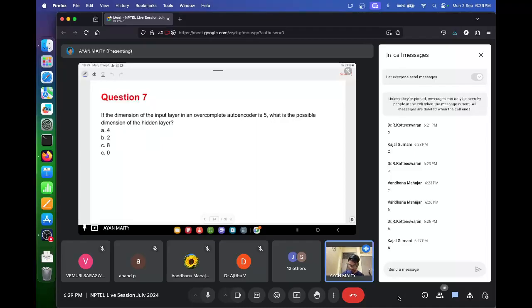Now question 7. If the dimension of the input layer in an overcomplete autoencoder is 5, what is the possible dimension of the hidden layer? So 4 options are there: 4, 2, 8, 0.